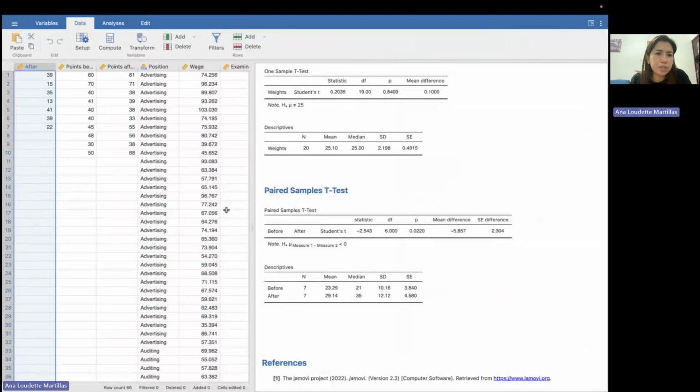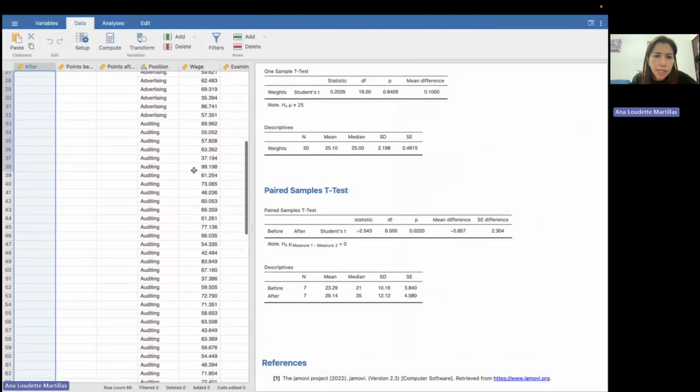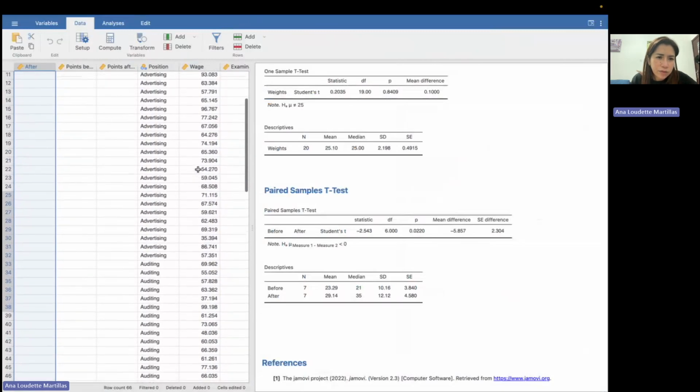here is the step-by-step process to compute this statistical analysis using Jamovi. So now go to Jamovi, create two columns, which are careers or positions and wage. So next you have to enter the position. As you go here, it's mentioned advertising and auditing, and on the other side are the wages of the advertising and auditing managers.